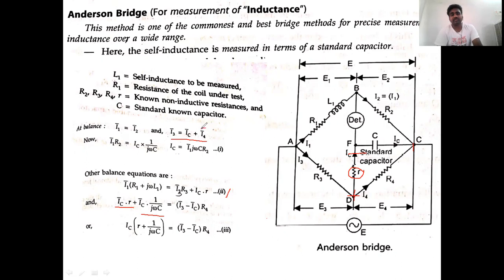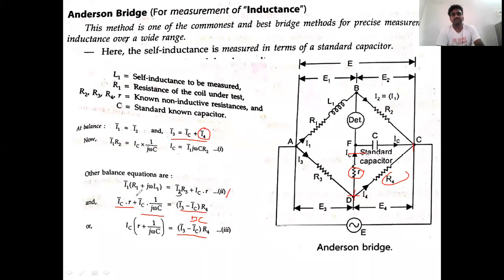What is the value of I4? The current flowing from A to D and D to C, that is I3, is equal to IC plus I4. What is the value of I4? I4 is equal to I3 minus IC, into the resistance R4. This is the voltage drop across D to C.